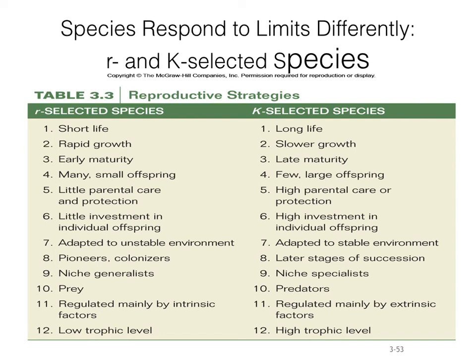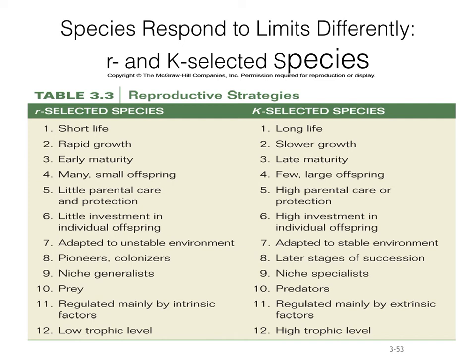early in the process. They are generalists, niche generalists, so they can live many, many places. And they tend to be prey, so they tend to be the ones that get caught. And they're regulated mainly by intrinsic factors, and they're very low on the trophic level. So in opposition to this, we have K-selected species. And this might be a wolf or an elephant, something like that.